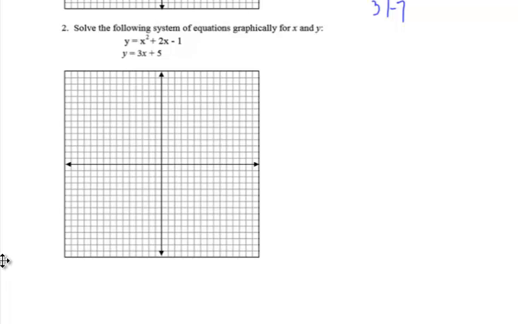But hopefully you're getting it by now, and then we're going to do a little quick review, and then we'll be done with our systems unit.